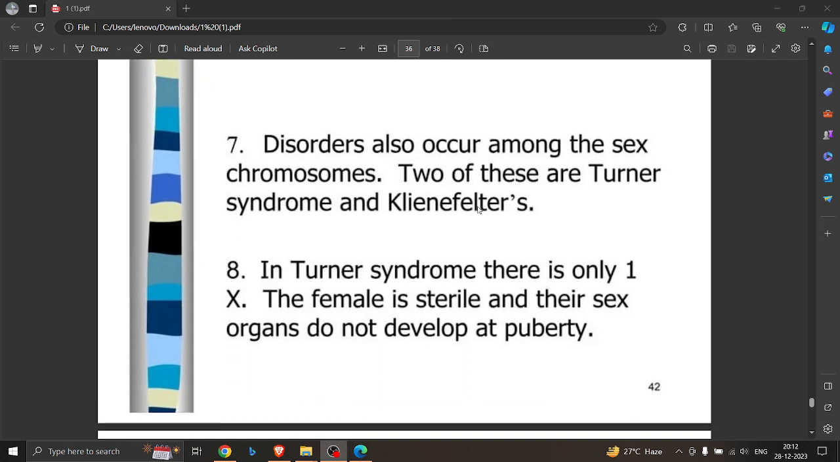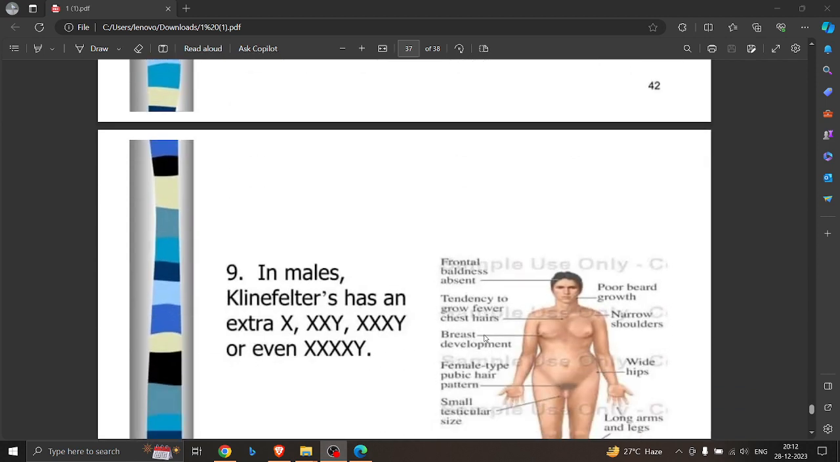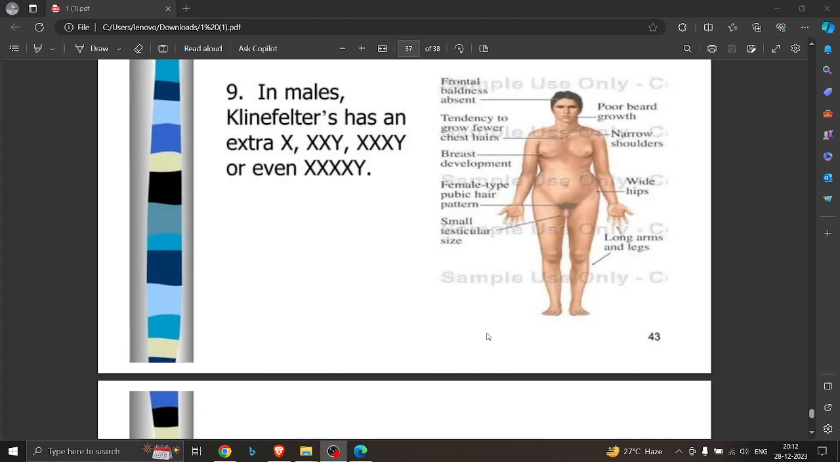Disorders also occur among the sex chromosomes. Two of these are Turner syndrome and Klinefelter syndrome. In Turner syndrome, there is only one X. The female is sterile and the sex organs do not develop at puberty. This diagram illustrates it.